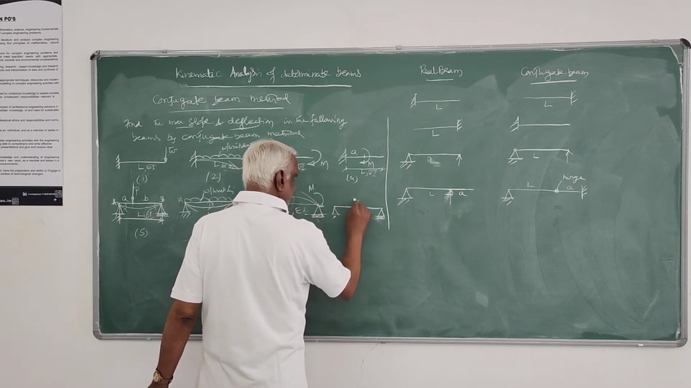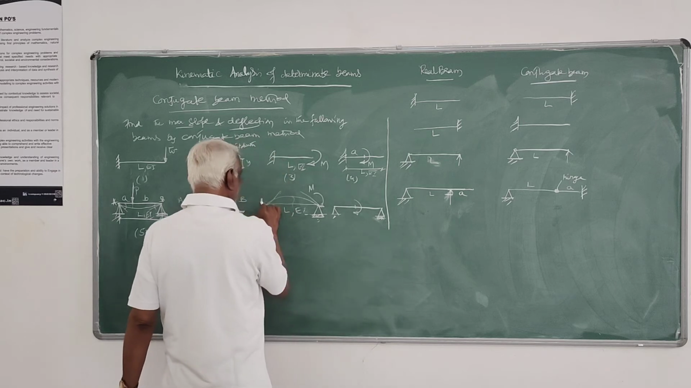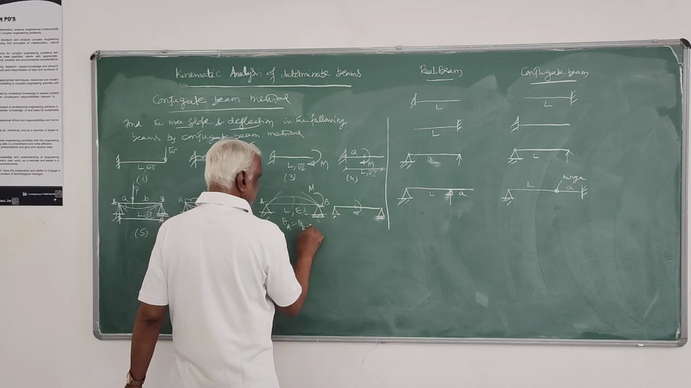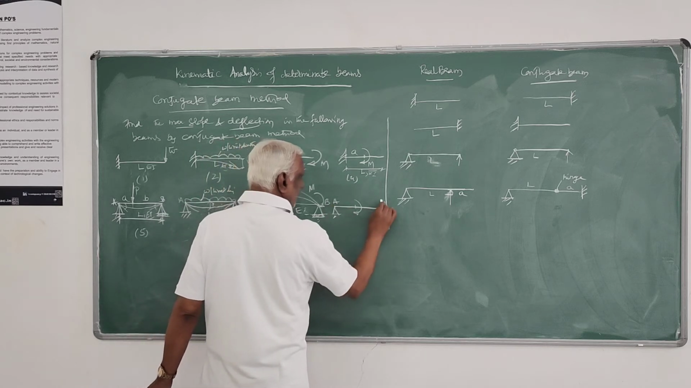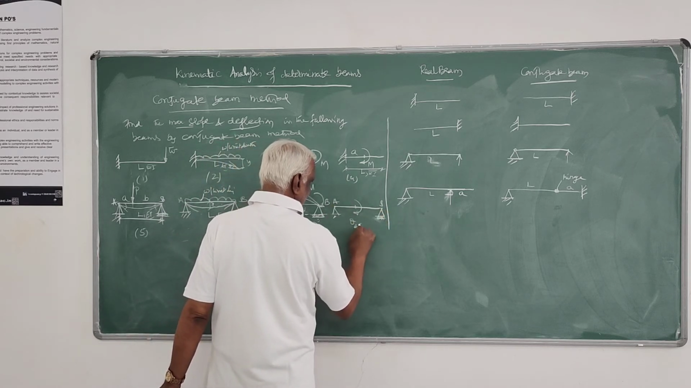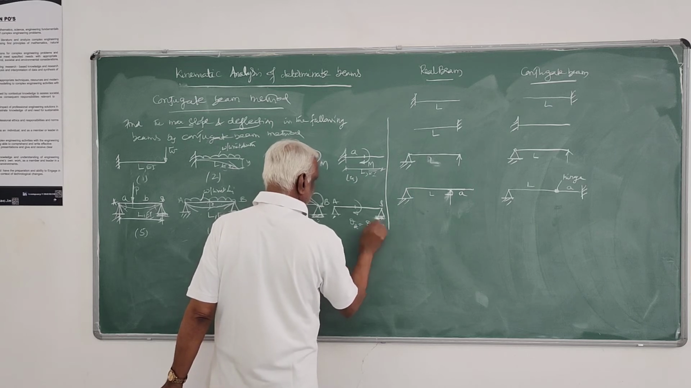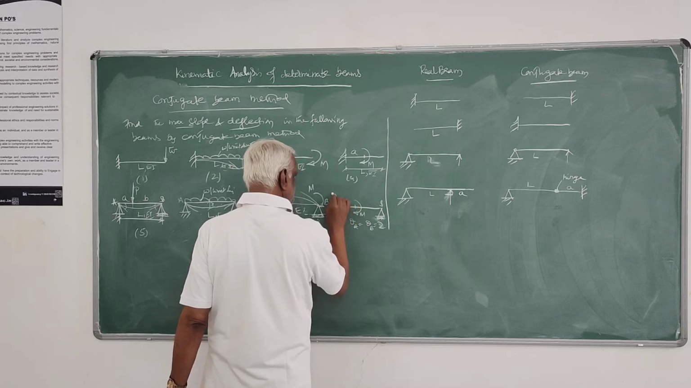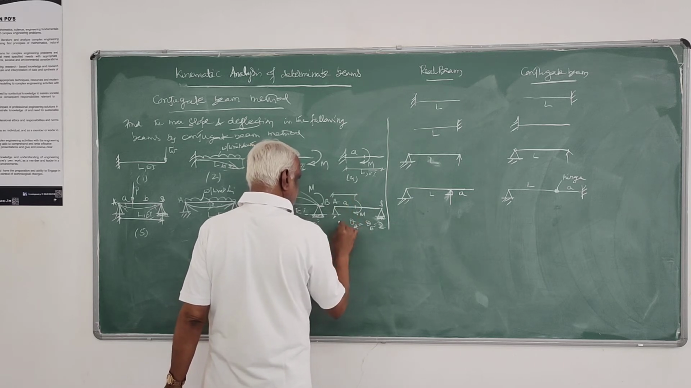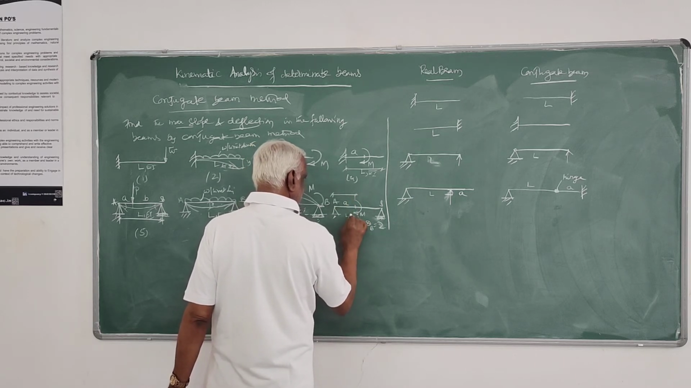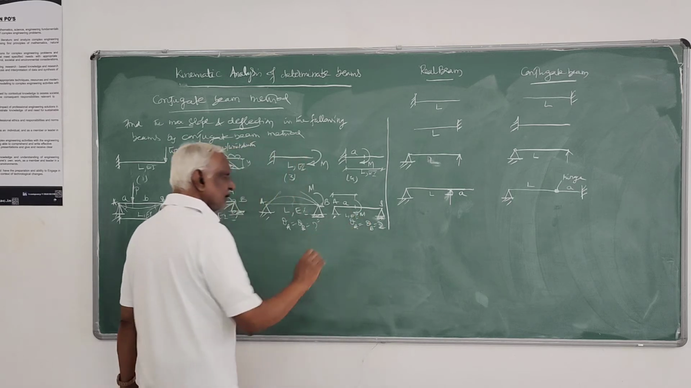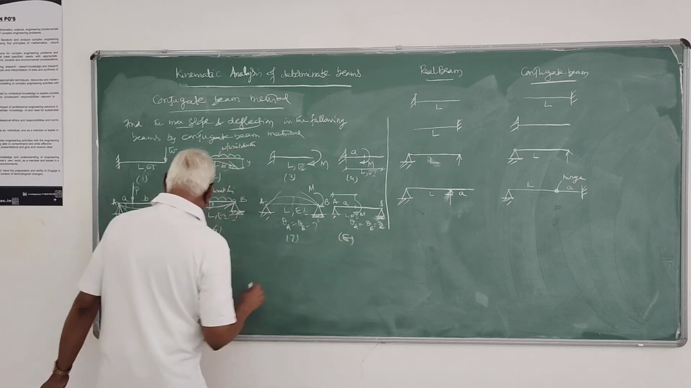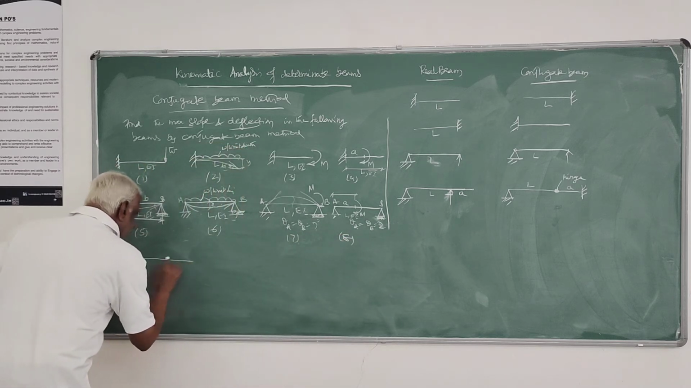Here find only theta A and theta B. Here also find theta A, theta B. You can determine. This is A, this is L, this is L. So this is the 7th, 8th problem. Another 2 problems.